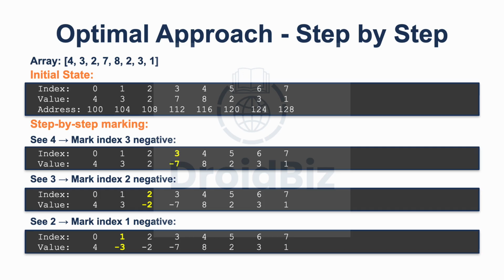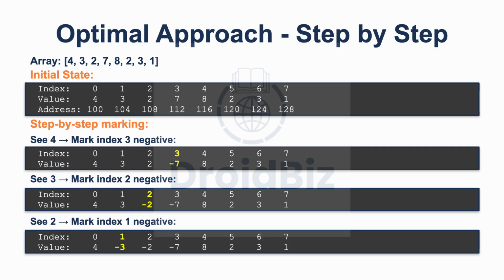We see the first element, which is 4. Number 4 maps to index 3, which is 4 minus 1. So we mark index 3 as negative. The value at index 3 was 7, and now it becomes minus 7. Next, we see element 3. Number 3 maps to index 2, which is 3 minus 1. We mark index 2 as negative. The value at index 2 is 2, and now it becomes minus 2.